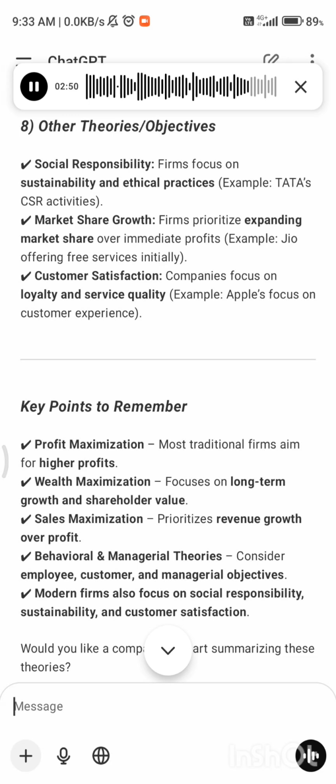Key points to remember. Profit maximization: most traditional firms aim for higher profits. Wealth maximization focuses on long-term growth and shareholder value. Sales maximization prioritizes revenue growth over profit. Behavioral and managerial theories consider employee, customer, and managerial objectives. Modern firms also focus on social responsibility, sustainability, and customer satisfaction. Would you like a comparison chart summarizing these theories?